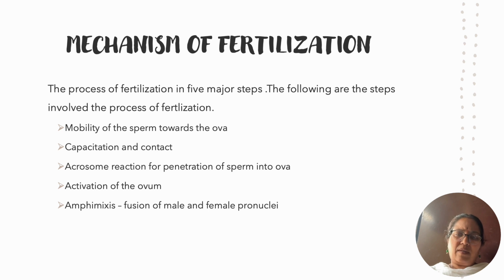Now let us see the mechanism of fertilization. The process of fertilization takes place in 5 major steps. The following are the steps involved: mobility of the sperm towards the ova, capacitation and contact, acrosome reaction for penetration of sperm into the ova, and activation of the ovum. Finally, the fusion of the male and the female pronuclei, which is called amphimixis.